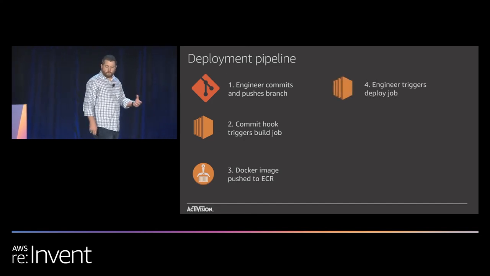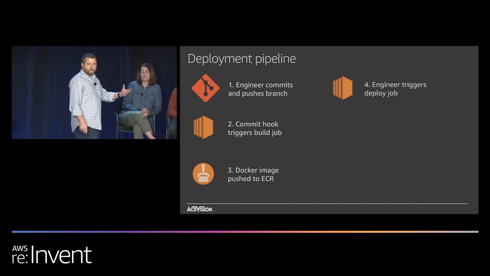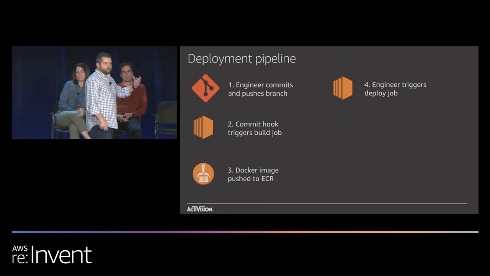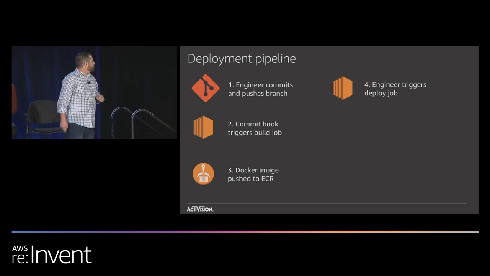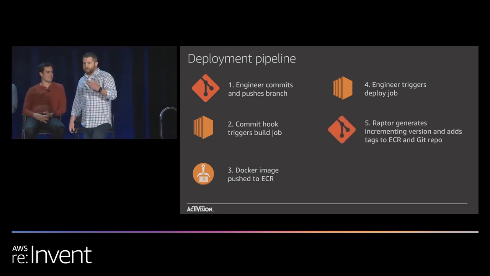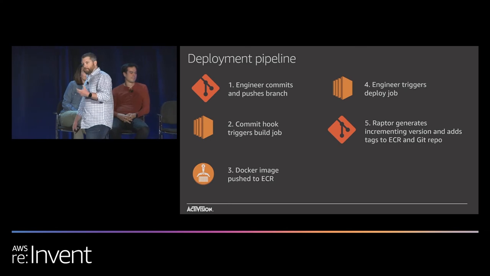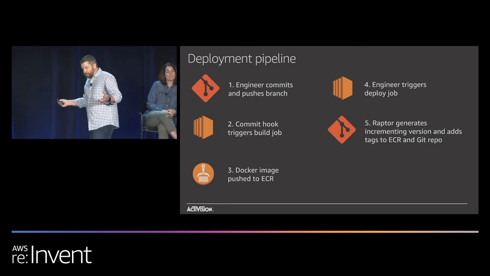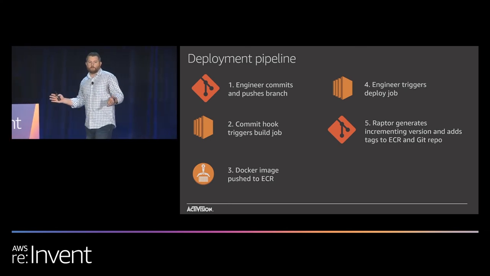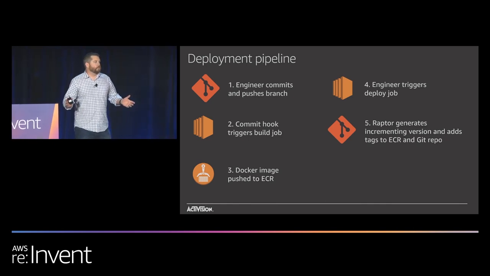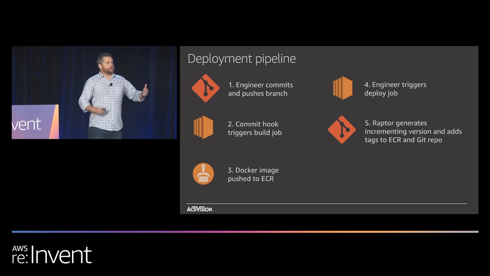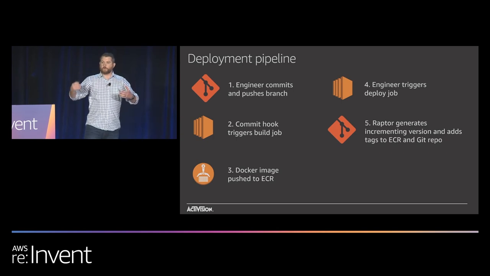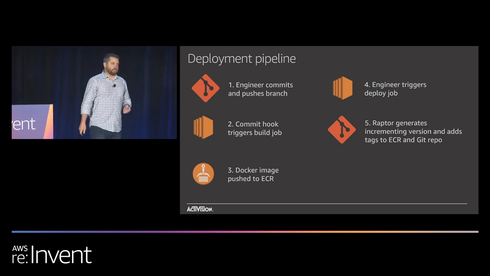When it's ready to be deployed, an engineer chooses what tag, what branch, and what environment they want to deploy, and clicks a little button in the build automation system. Then Raptor will generate an incremented version number. It is automatically done for the engineer. They don't need to even think about build numbers or version numbers. It's all done automatically behind the scenes based upon your branch. So master and develop branches get a major number, and feature branches get minor numbers.